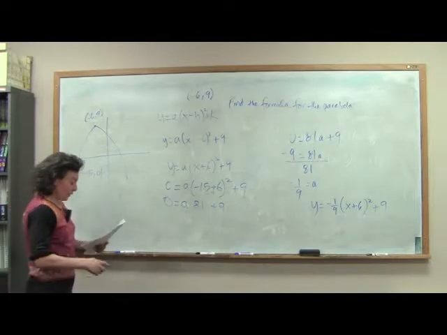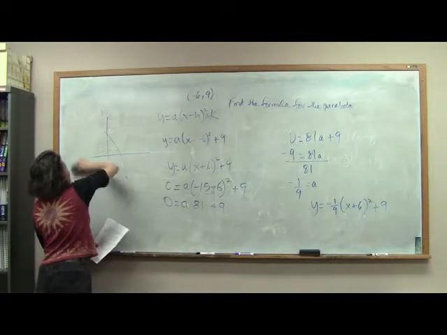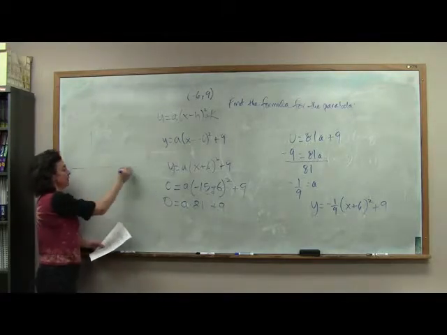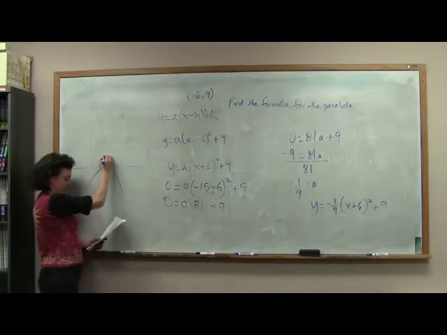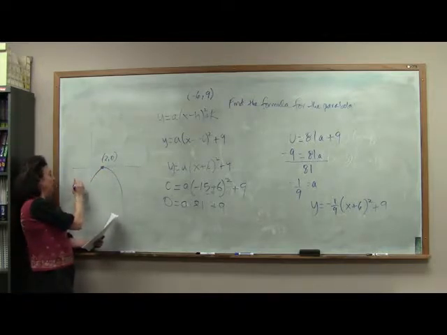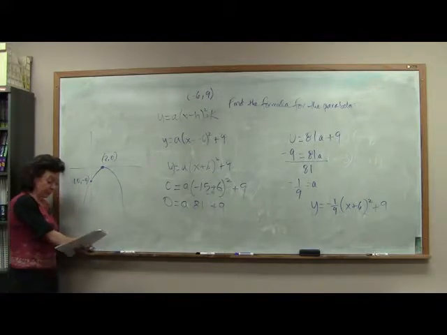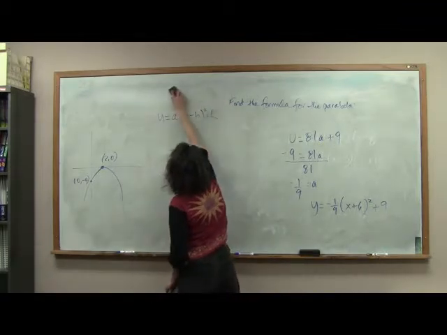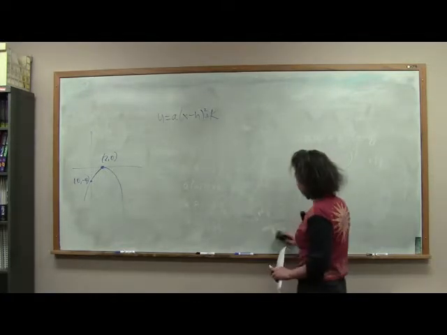Okay, so let me do one more here, just to be sure that you guys are okay with this. Suppose now, here's our parabola. That's the point 2, 0. And this is 0, negative 4. Can we find the equation? And I claim absolutely. Okay, again, we're given our vertex, so we can just plug that right in.